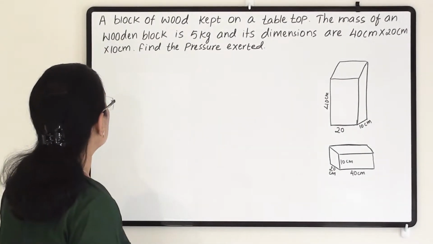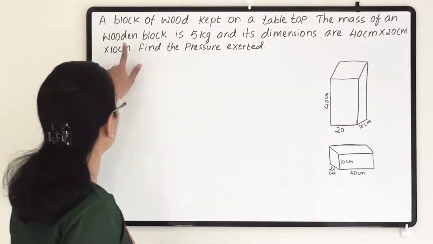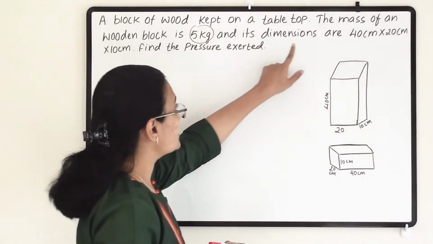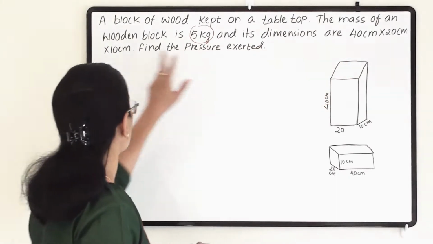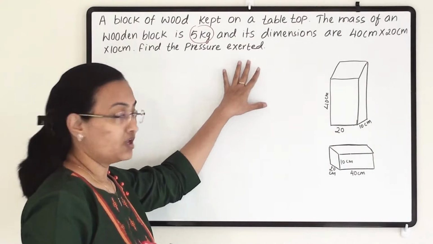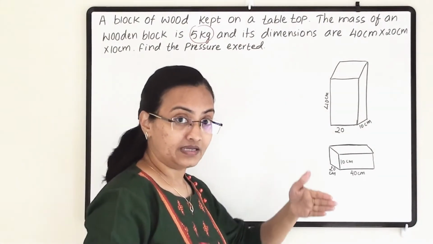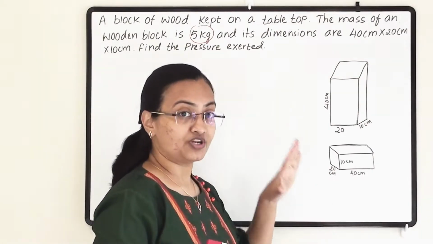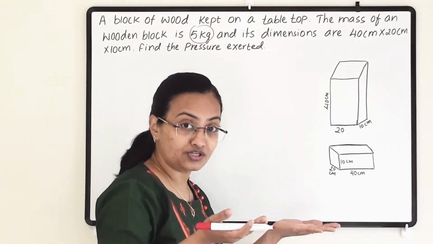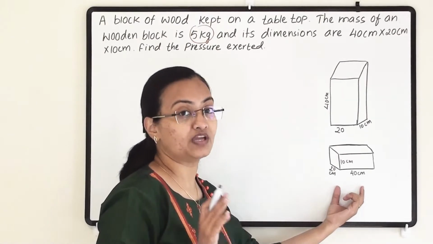The example says that a block of wood is kept on a tabletop. The mass of the wooden block is 5 kg and its dimensions are 40 by 20 by 10 centimeter. Find the pressure exerted. If we keep the wooden block vertically up, how much pressure will it exert on the tabletop, and if we keep it horizontally, how much pressure will it exert on the tabletop? That we have to find out.